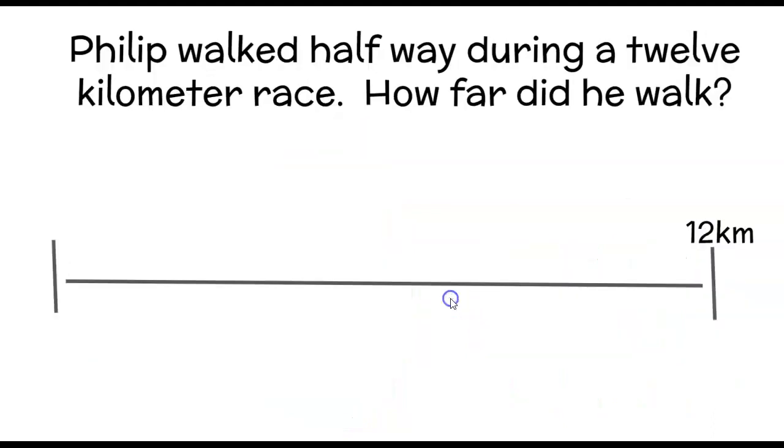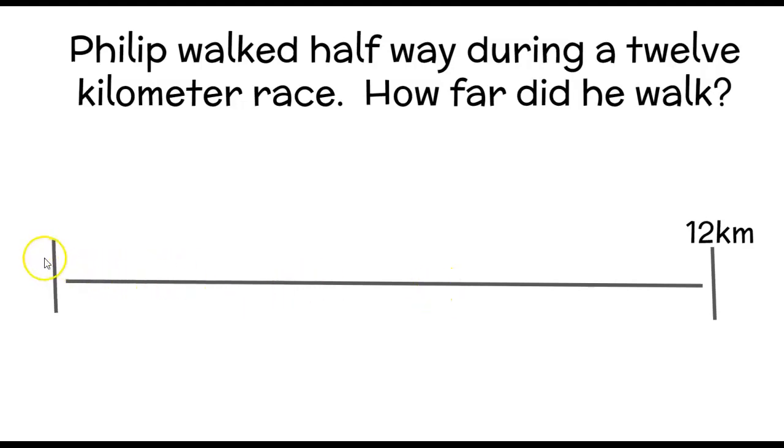Now, how could we show this on a double number line? Why would we use a double number line? Well, we have this line to help us visualize the problem. And the problem we have here is Philip walked halfway during a 12-kilometer race. So how far did he walk?